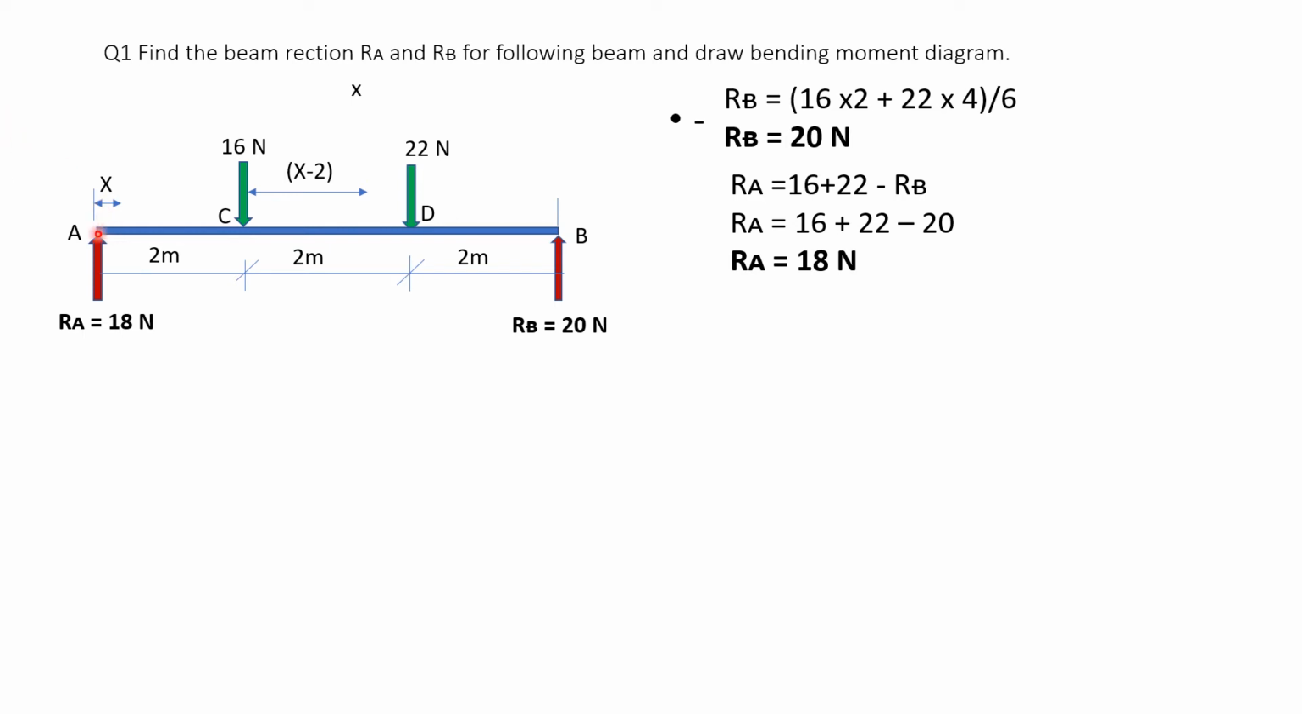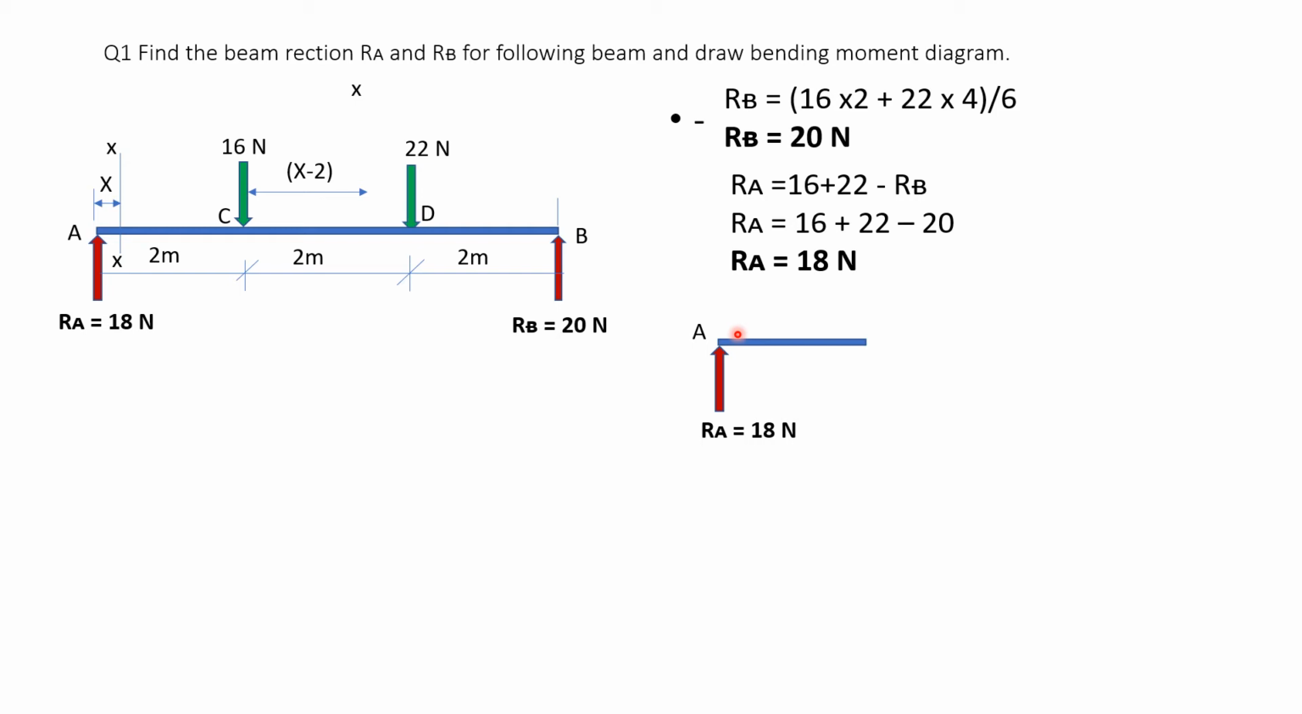Here, I take a section between A and C as section XX. So this is my section XX, between the points A and C, at a distance of capital X from point A. Now I consider only the left hand side of the section XX. Now how will it look? On the left hand side there is only one force, that is RA, 18 Newton at A.